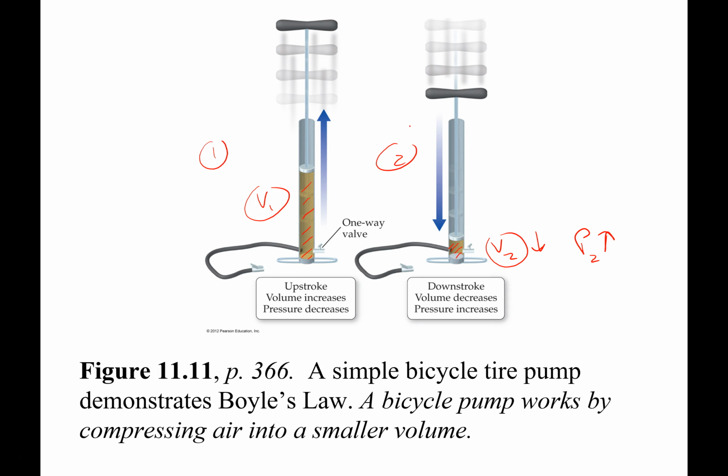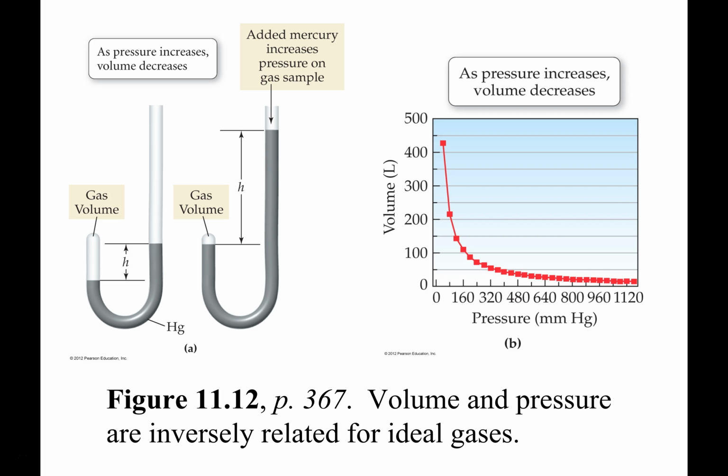Okay, what else we got? So you decrease volume, you increase pressure. In this case, we are increasing pressure by adding liquid mercury, Hg, in here. We're increasing the pressure by adding more mercury, and when pressure increases, what should happen to the volume? The volume decreases, and so it does right here. Our gas of interest is right here. If we call this 1 and we call this 2, that's what we're talking about here.